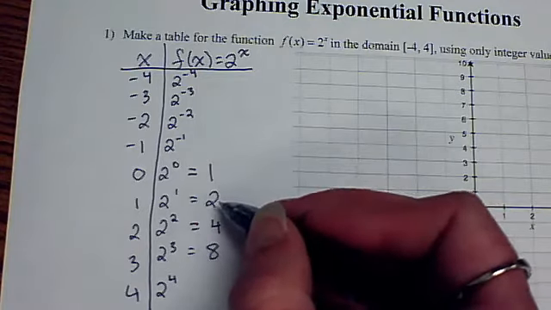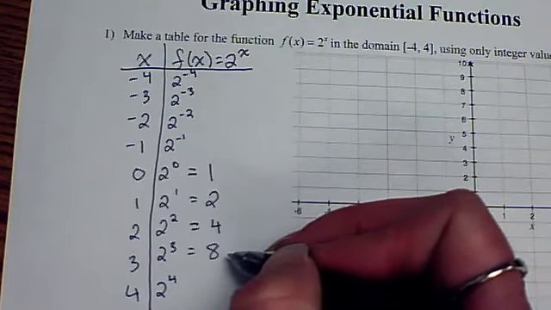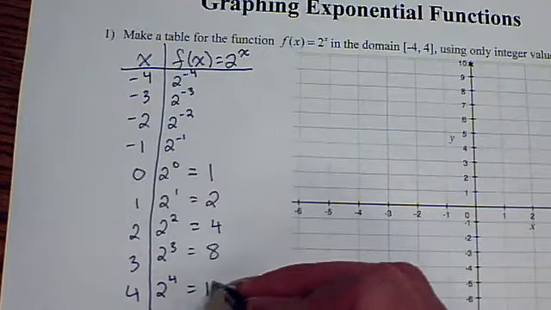We're actually multiplying by 2 each time. 1 times 2 is 2. 2 times 2 is 4. 4 times 2 is 8. 8 times 2 is 16.